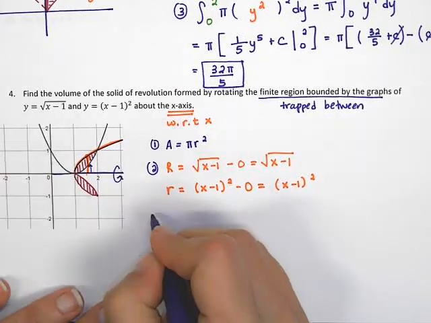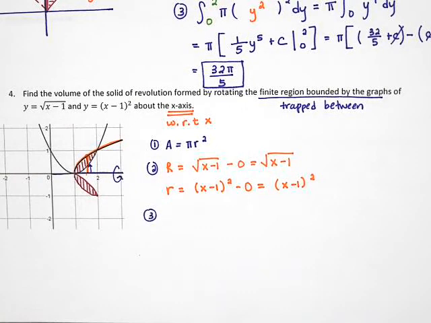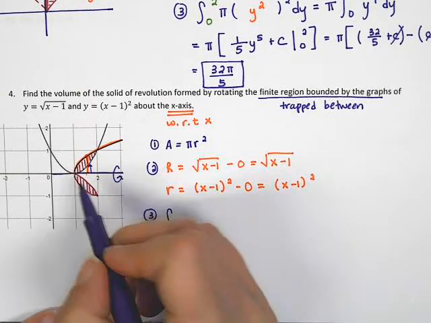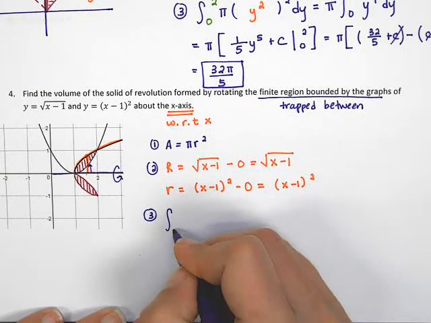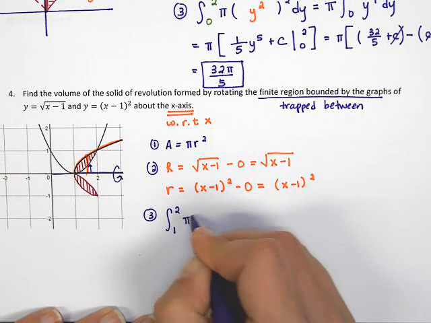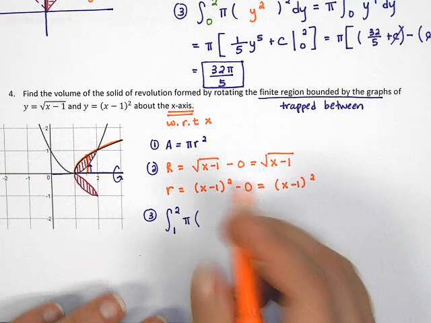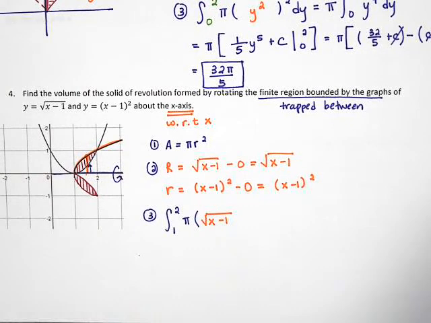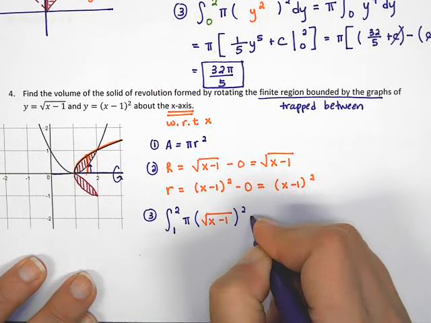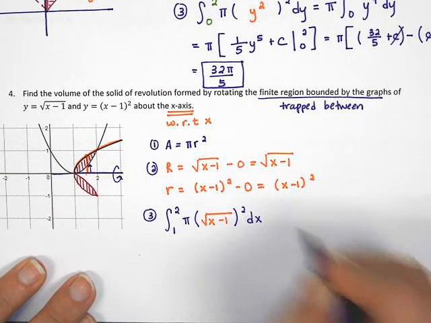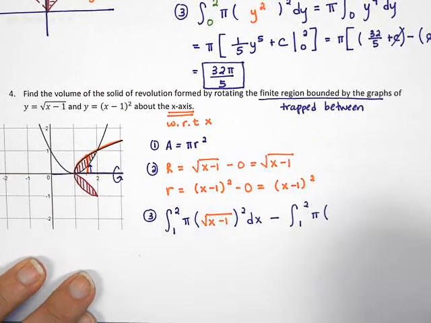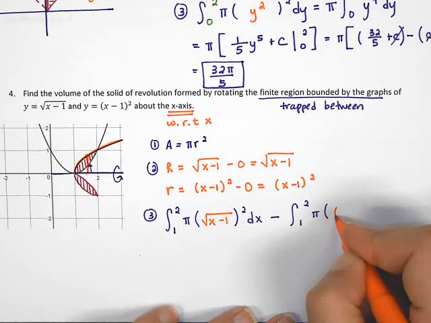Now when I set this up, I'm going to have two separate integrals, and it's very important that you make this two separate integrals. So I'm going to have the integral, and it looks like from 1 to 2 of pi times big R, which is the square root of x minus 1, squared dx, minus the integral from 1 to 2 of pi times the little r, the inner radius, dx.